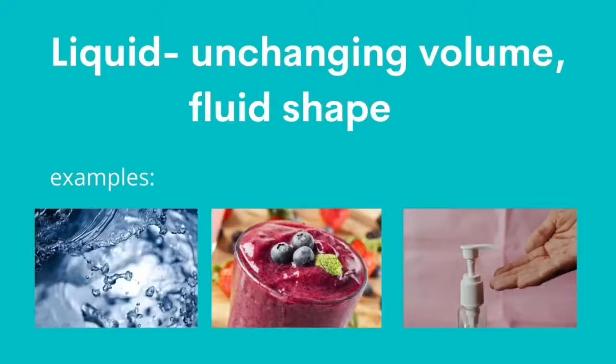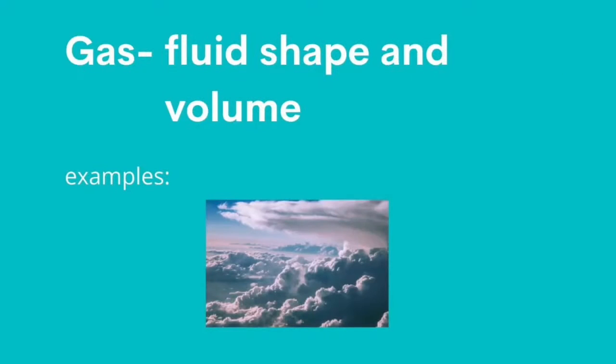A liquid has a constant volume but takes the shape of the container it is placed in. Liquids include things like water, smoothies, and hand sanitizer. A gas has no constant volume or shape, and the particles float around freely. An example of a gas is air because it floats around all over the earth. Now that we know what a solid, liquid, and gas are, we can go ahead and complete the question.